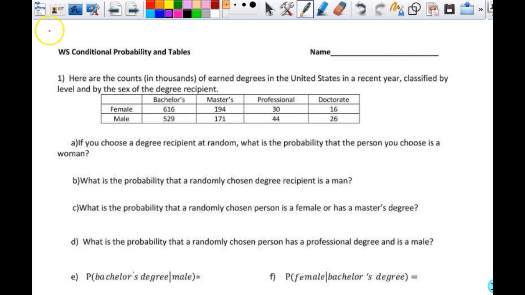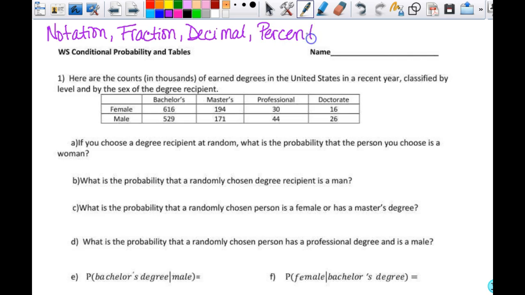But at the very top of this, I want you to write notation, fraction, decimal, percent. Those four things need to happen on every question, right? Notation, fraction, decimal, and percent. And I'll explain the notation thing when we go and do some of these examples.